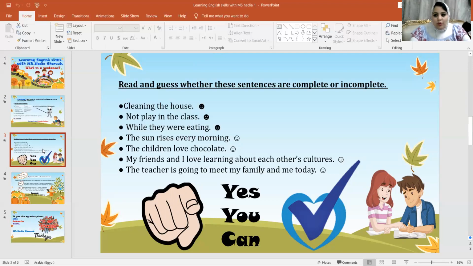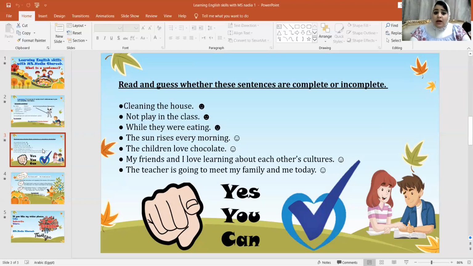While they were eating, what happened? I don't know, Miss. I already have a verb here, but this verb doesn't complete the predicate. So this sentence doesn't give a sense. So this is an incomplete sentence. Okay, so this is wrong also.